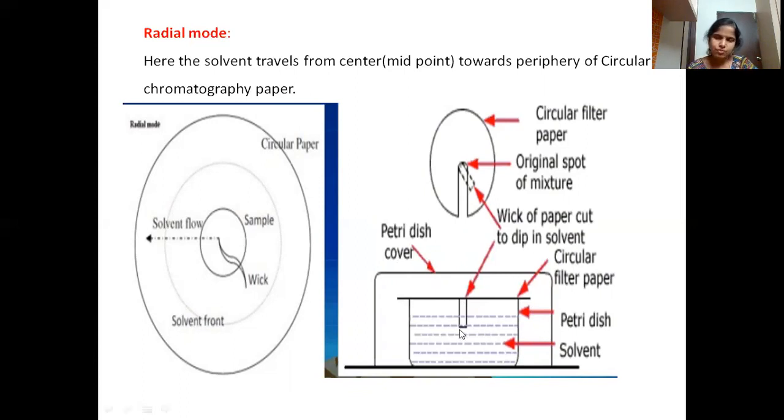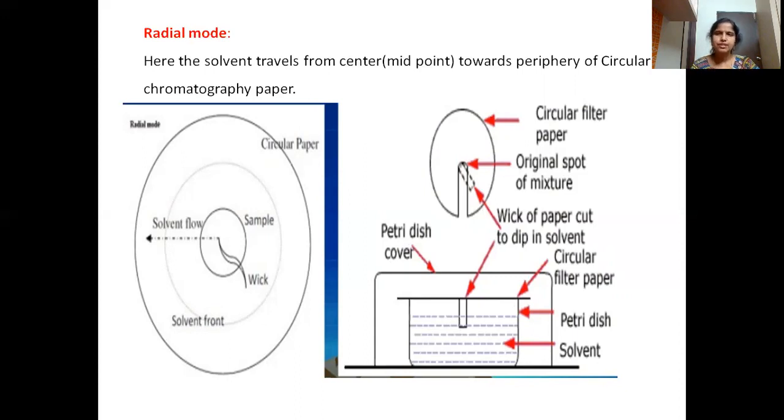So before doing that, we have to load the sample. After cutting that wick, we have to load the sample. Now in radial mode, we will load the sample at the center. This is the center point of the circular paper. So here we have to load the sample. After loading the sample, we have to place the filter paper horizontally on the petri dish and keep this wick hanging into the solvent.